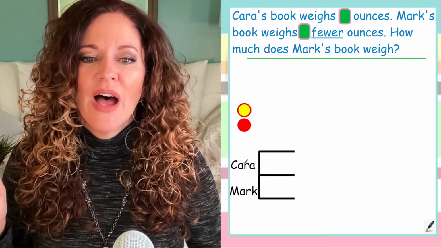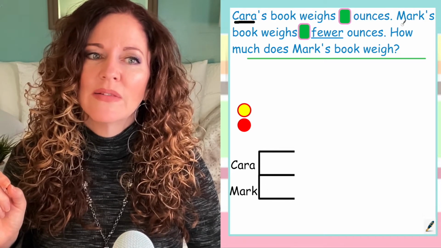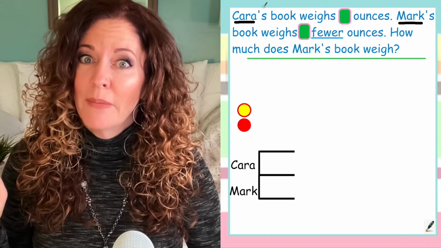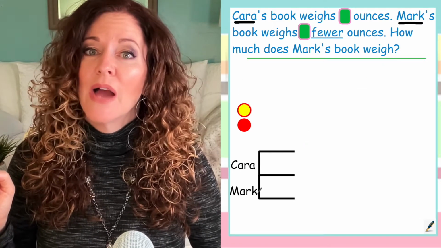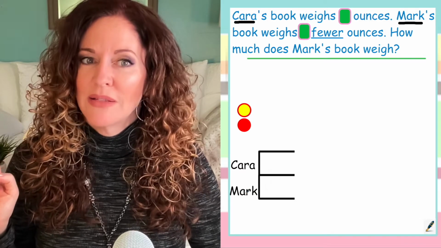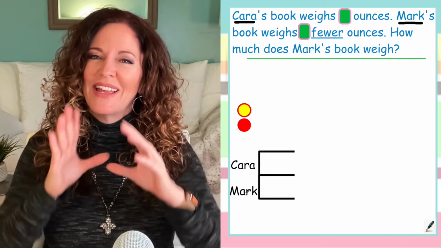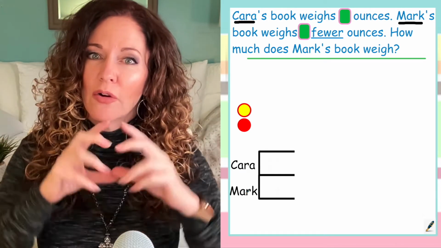So notice I went ahead and I've already got my labels. I like to label based on the order that I read about the people or the objects or the items that I'm comparing. So since I read about Kara first, Kara gets my top box. I read about Mark second, Mark gets my second box. Now, who is going to end up with the longer row of boxes or longer box?